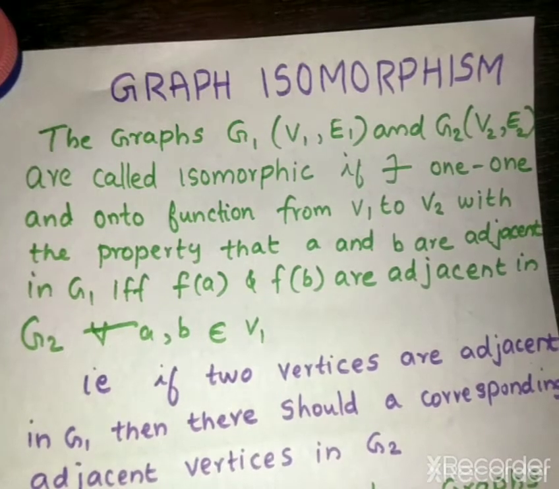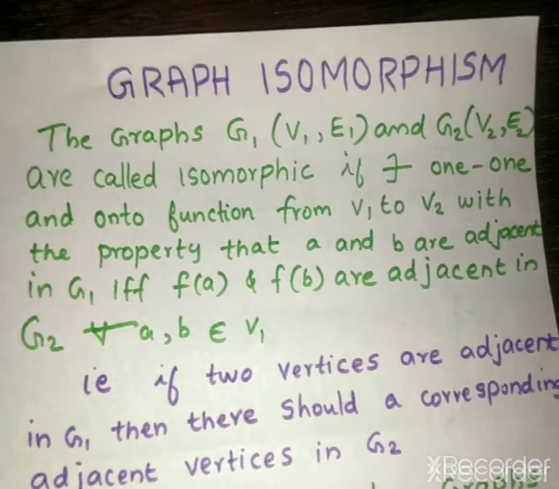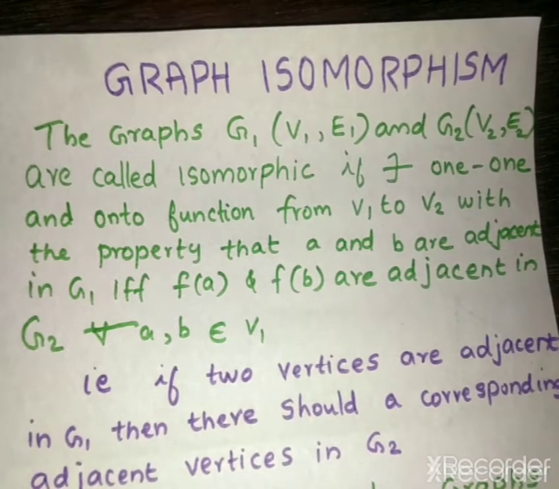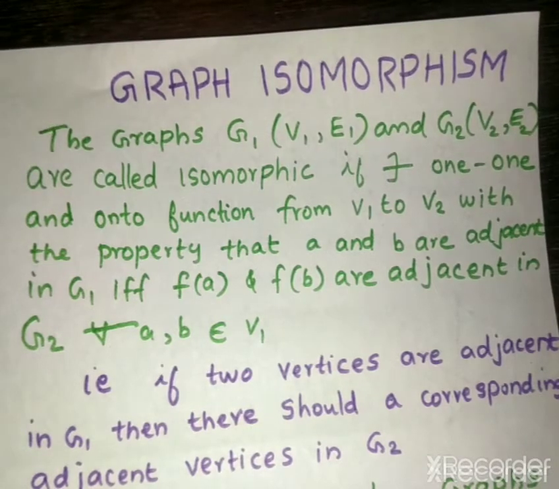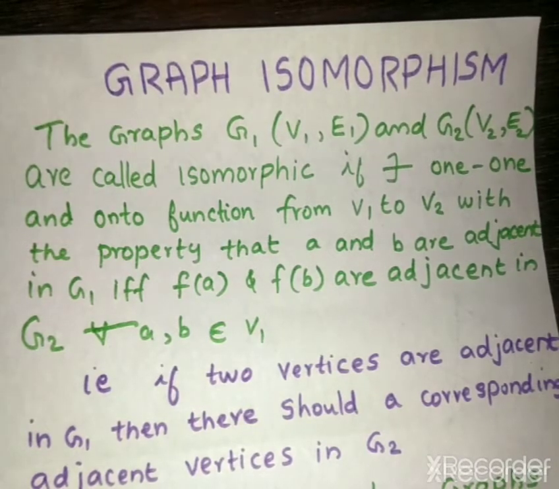Hi everyone. Today we are going to discuss an important topic in graph theory, which is called graph isomorphism. Graph isomorphism. So in simple sense, what is isomorphism? In simple sense, we can say that isomorphism is a similarity in the structure of graphs. If two graphs are similar in their structure, then simply we can say that the graphs are isomorphic.